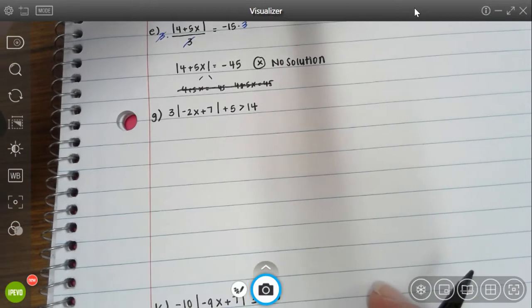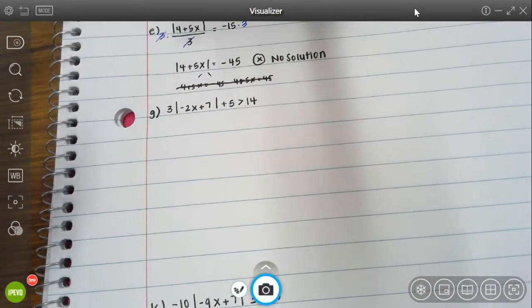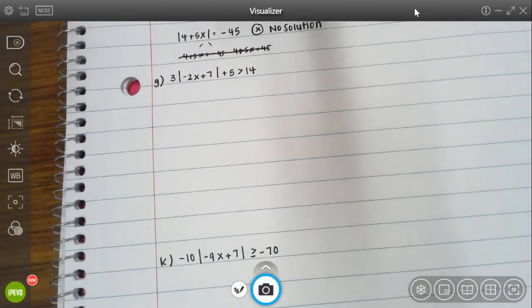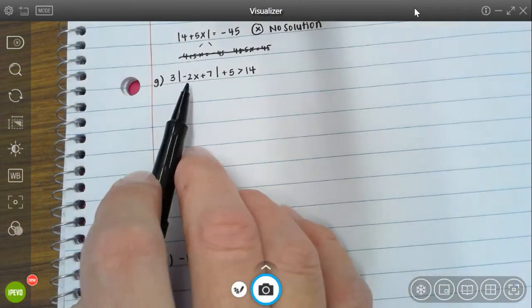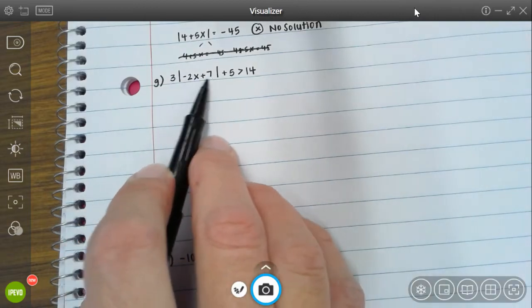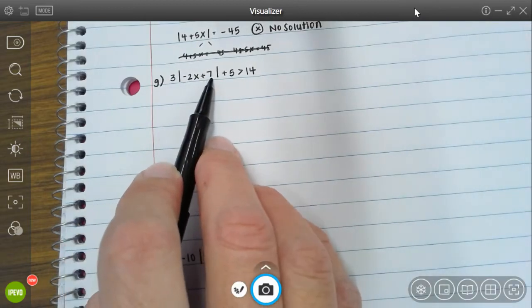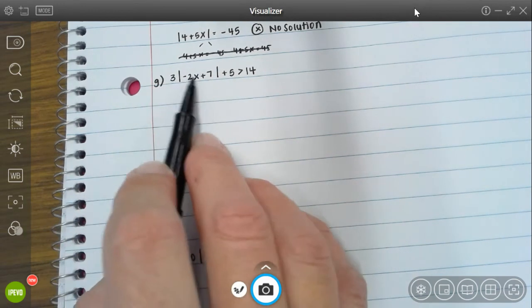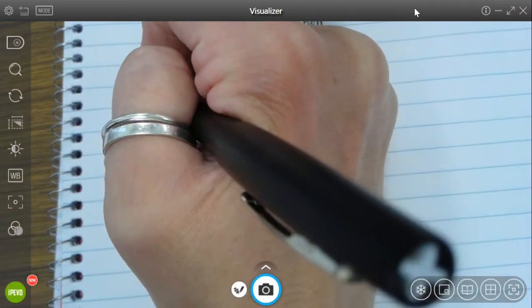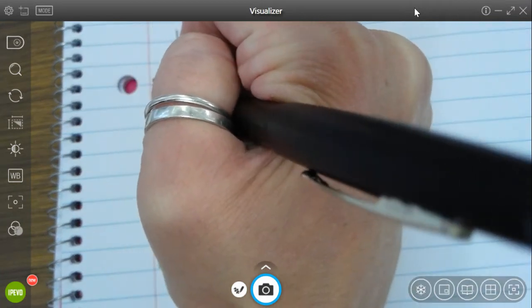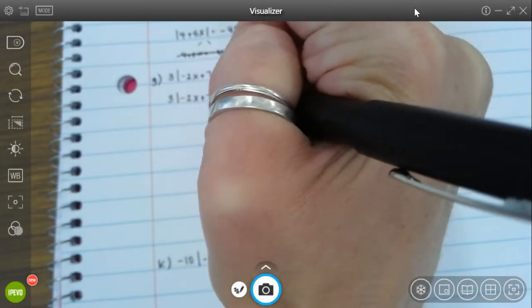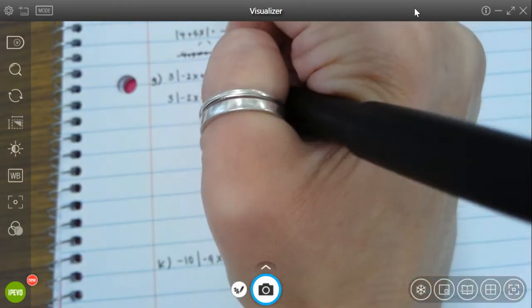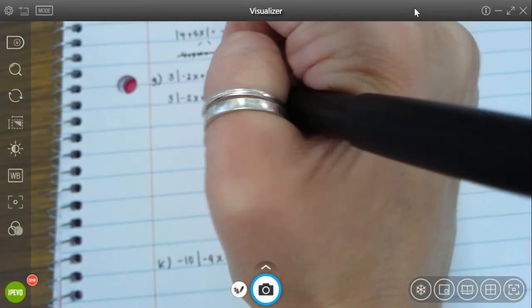All right, so then there's a couple of inequality ones that were questions that came up in class today. So the same idea with this, before we do anything with the inequality, want to make sure that we are getting the absolute value bars by themselves. So I have to undo this 5, I have to undo the 3 before I do anything with this. So I'm going to go ahead and undo the 5 first. So if I subtract that from each side, that will give me a 9.